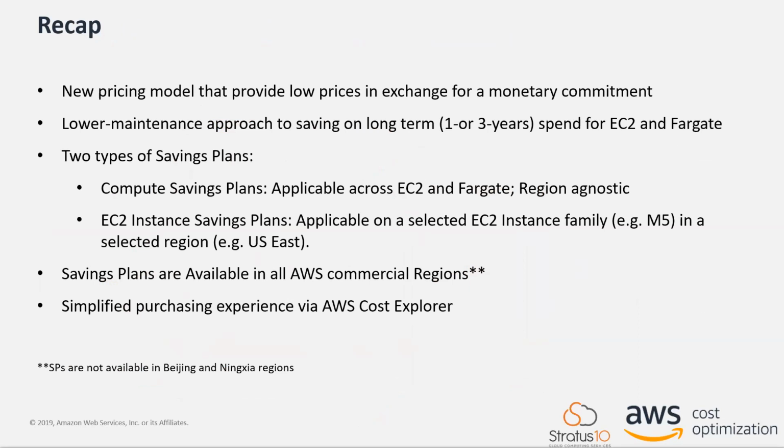Okay, so just to recap, savings plan is the new pricing model that gives you significant savings, just like EC2 RIs, in exchange for a monetary commitment for 1 or 3 years. And again, there are 2 types of savings plans. The first is compute, which is applicable across EC2, Fargate, and offers discounts regardless of region, instance family, size, tenancy, and OS. The savings plan for EC2 instances is applicable to a single EC2 instance family in a single region, but offers the same discounts as standard RIs.